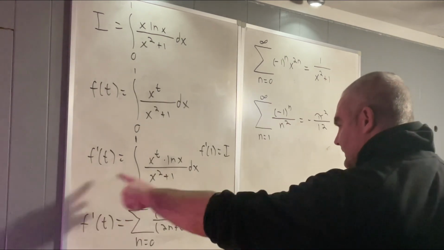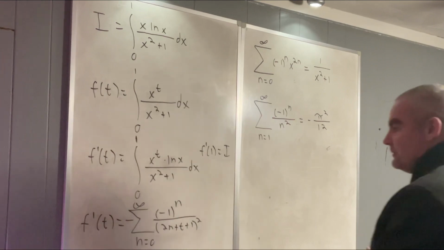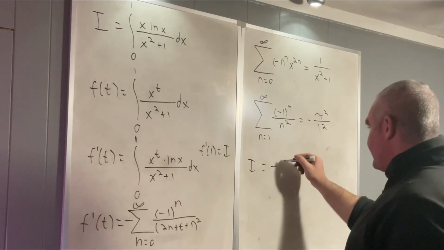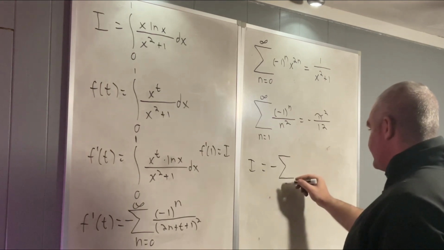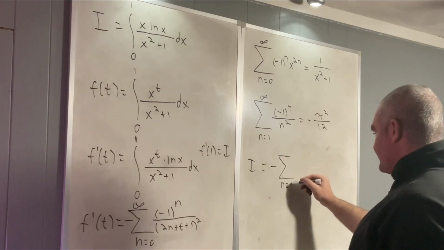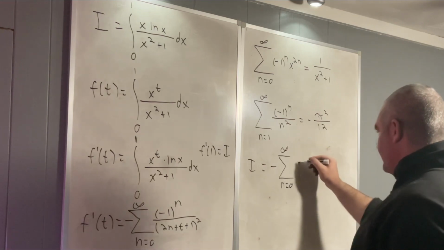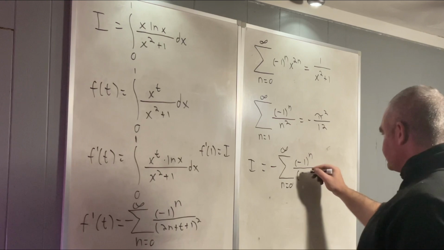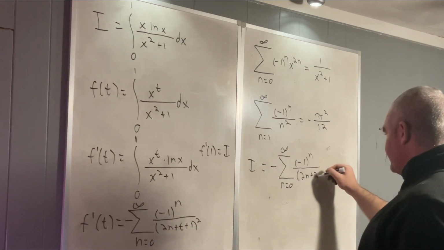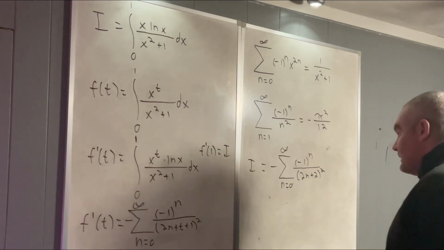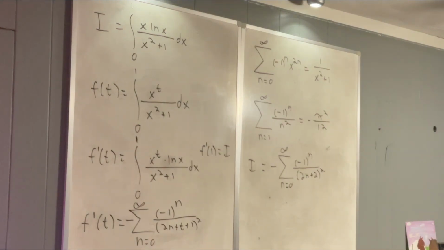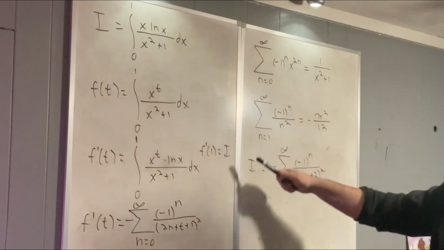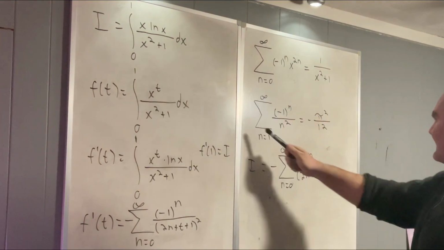All right. Now all we need to do is plug in 1 to this and we'll have I. So let's do that. That means I is equal to negative sum from n equals 0 to infinity of negative 1 to the n over 2n plus 2 all squared. All right. Looking good, looking good. Okay. This is almost this.